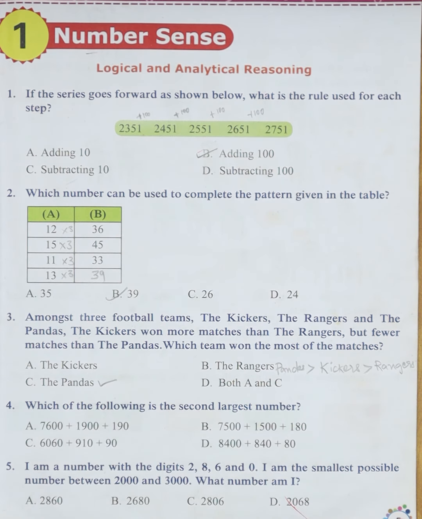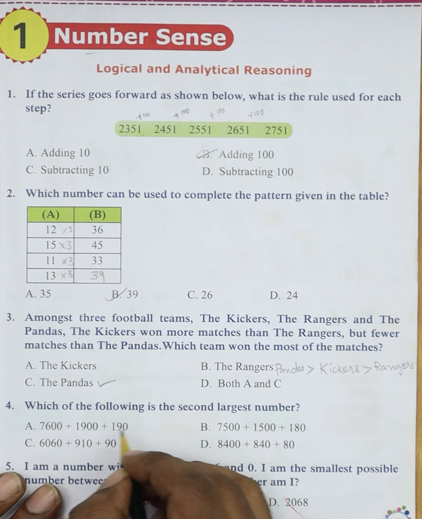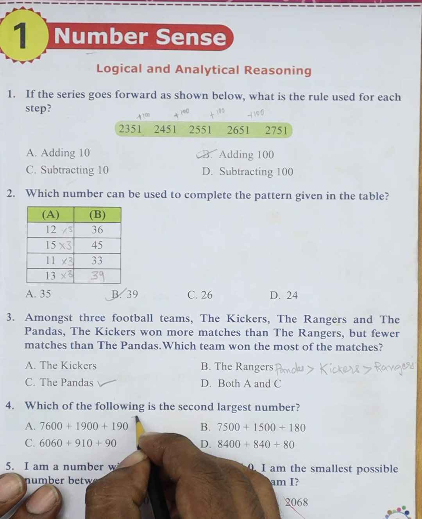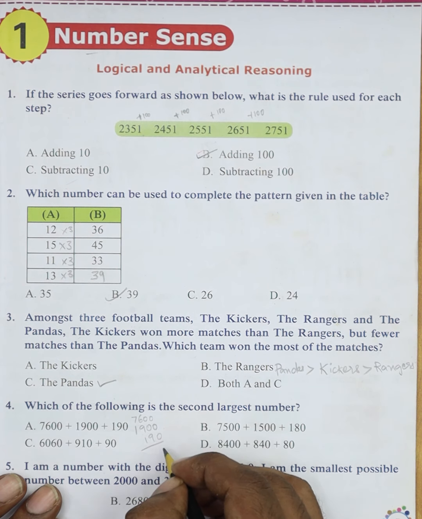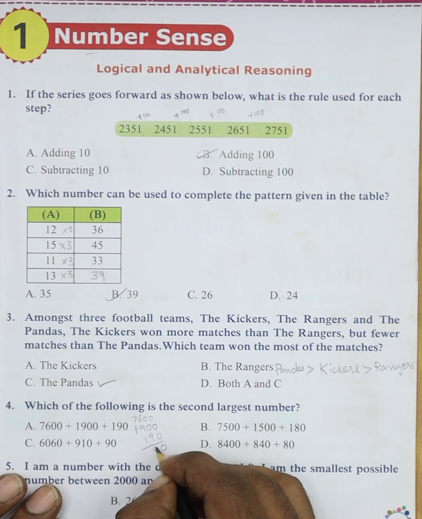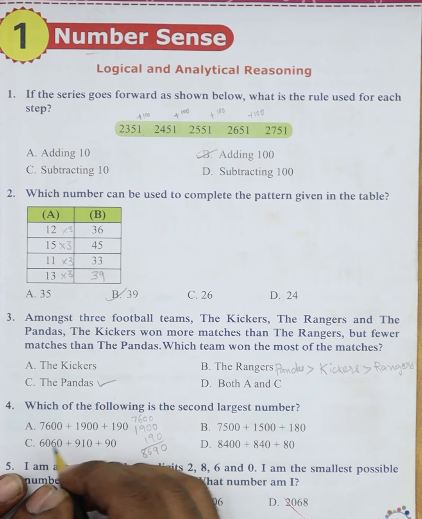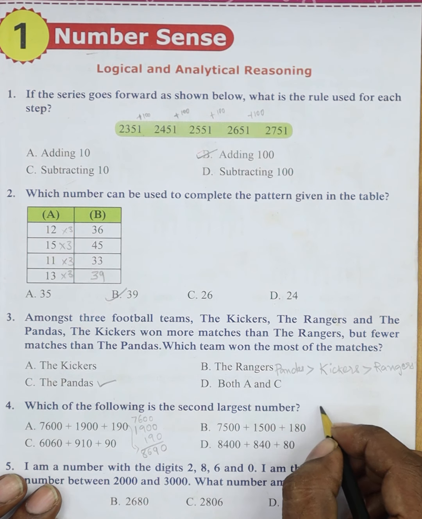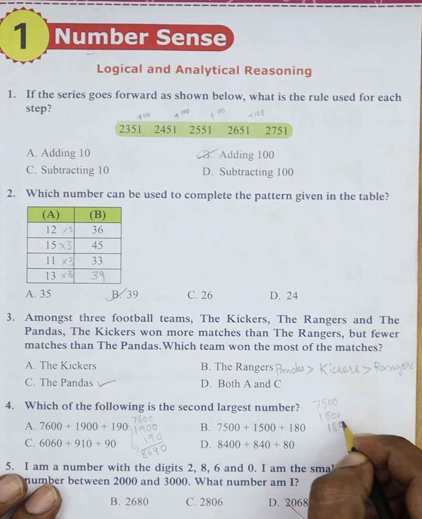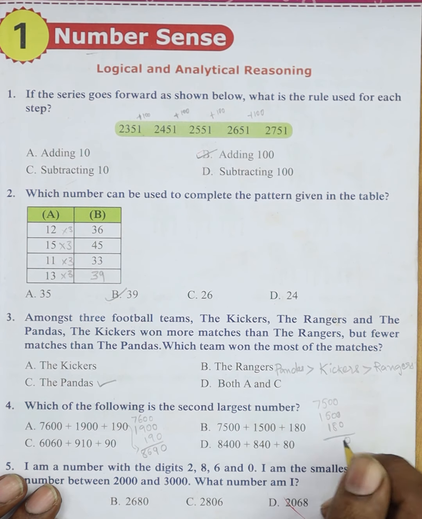So which of the following is the second largest number? Let's see. So 7,600 plus 1,900 and 190. So the answer for this one is 9,690, right? 8690. And for B it is 7,500, 1,500, 180, which is 9180.